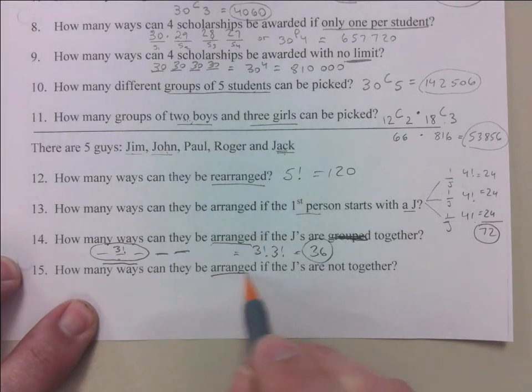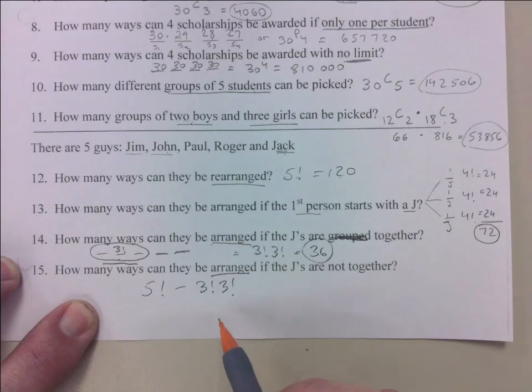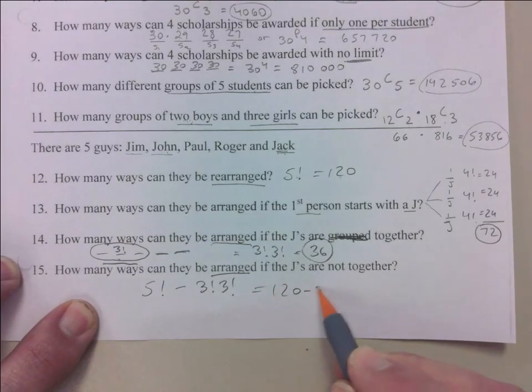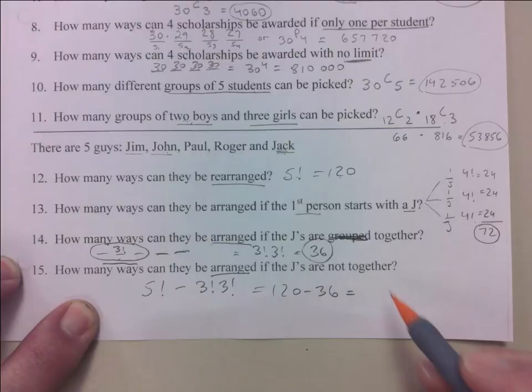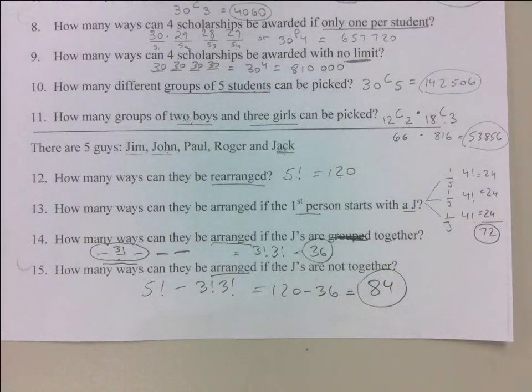How many ways can they be arranged if they're not to be together? We're going to go 5 factorial minus 36, because that is them being together. So that's 120 minus 36. That's 84 ways to do that.